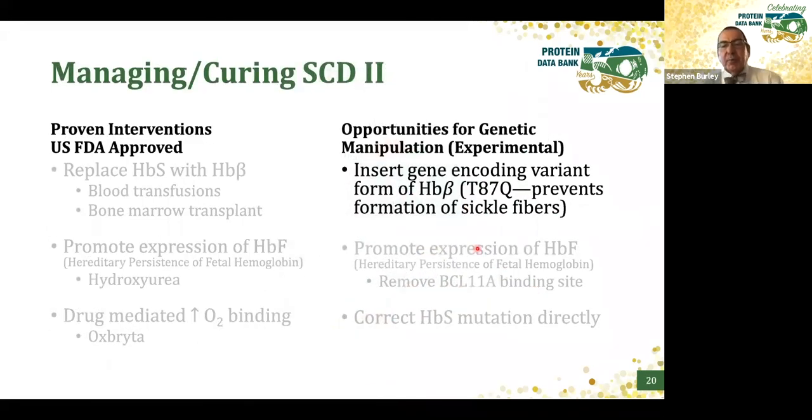But it would be much better if we could cure people rather than asking an individual to start taking a drug at age 3 to 6 months and be forced to take that drug for their entire life. And there are 3 different approaches that I'll tell you about that may offer a cure to sickle cell disease. The first involves simply inserting a new gene encoding a variant of hemoglobin beta. This variant would have a glutamine at position 87. I told you about the importance of position 87 and the fact that hemoglobin S has a glutamine at this position.